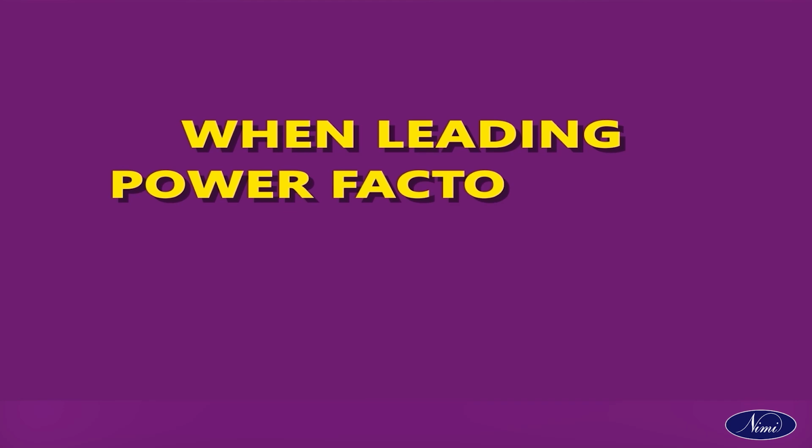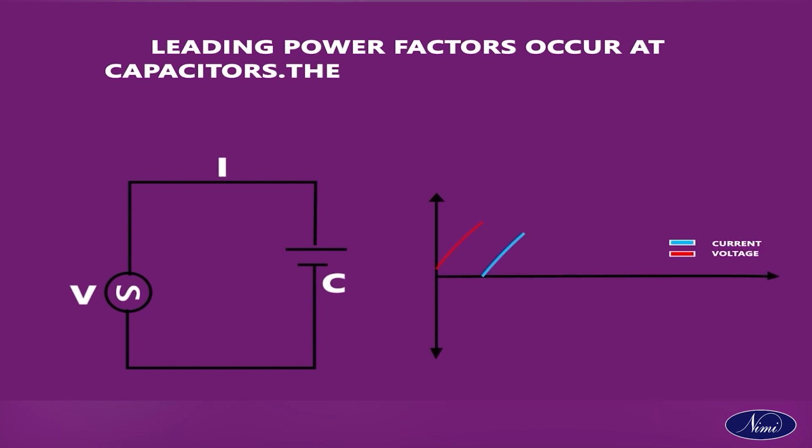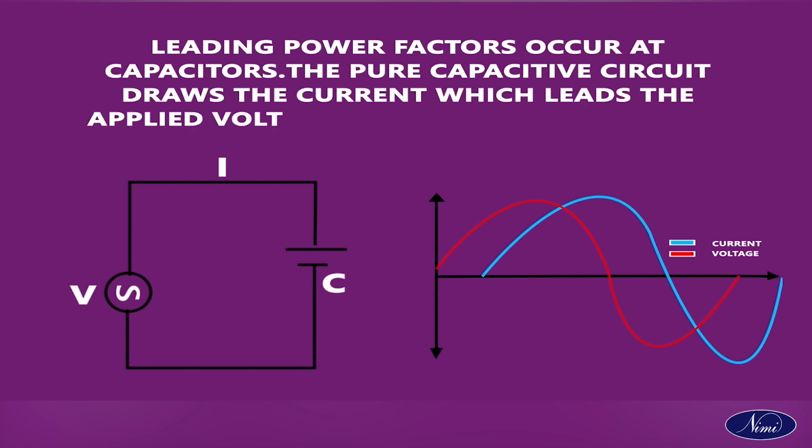When will a leading power factor occur? Leading power factors occur at capacitors. The pure capacitive circuit draws the current which leads the applied voltage by 90 electrical degrees.